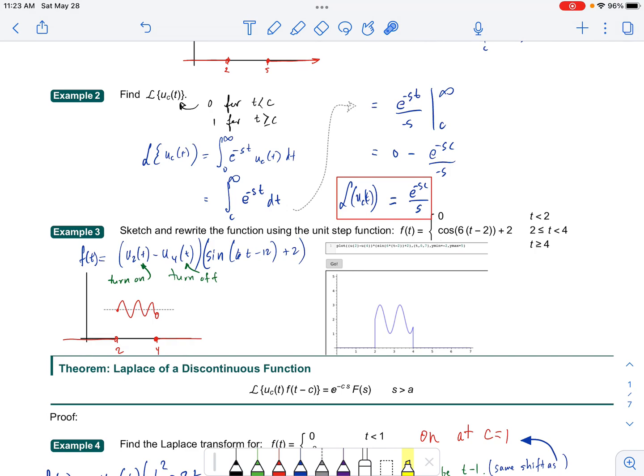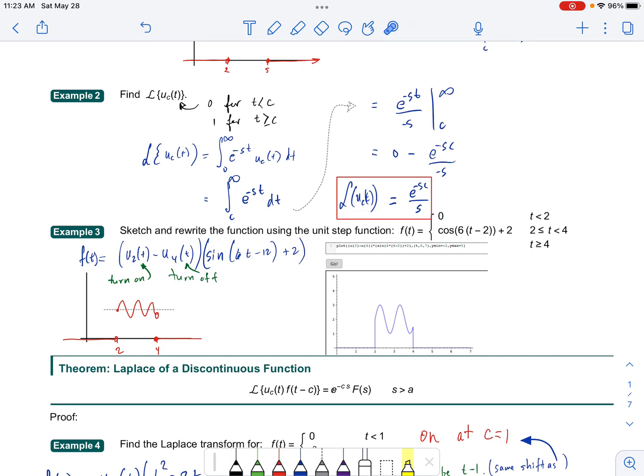Now we can just simply integrate this function, and we get negative e to the negative st divided by negative s, evaluated from c to infinity. And we can see that it's just simply e to the negative sc divided by s. So kind of nice that when we see this e to the negative sc expression in a Laplace transform, we should recognize that it comes from a unit step function.